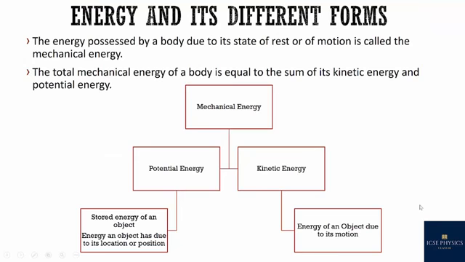So let's start. The energy possessed by a body due to its state of rest or of motion is called mechanical energy. Mechanical energy is equal to potential energy and kinetic energy. What is kinetic energy? It's energy of an object due to motion. Potential energy, stored energy of an object. Let's see kinetic energy in detail.